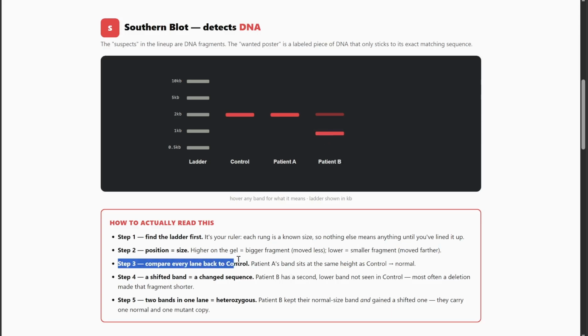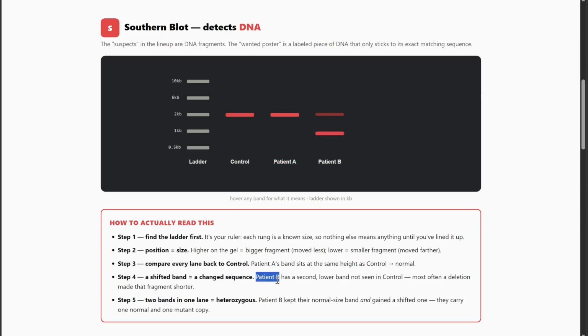Now step 3 is to compare every lane back to the control. Remember, that's what we were just doing. All of these we can compare to the control, which is 2 kb. We can compare this one, which should be 1 kb. Patient A's band sits at the same height as the control. If you look at patient A, they have this one at the same height.